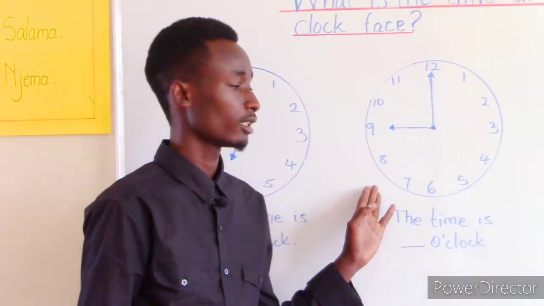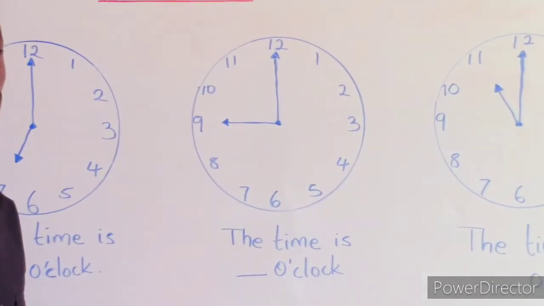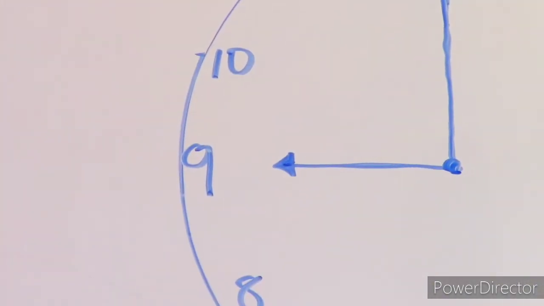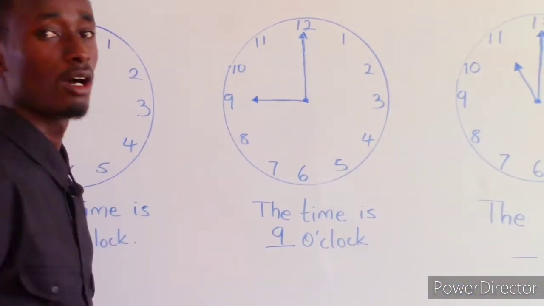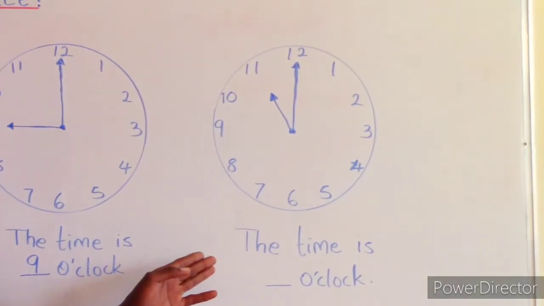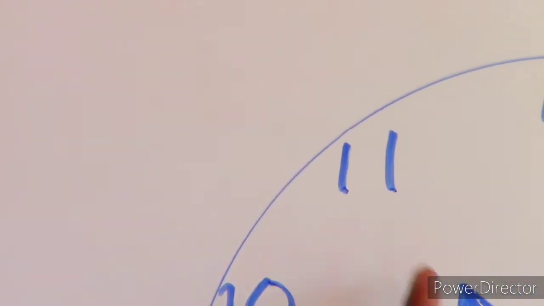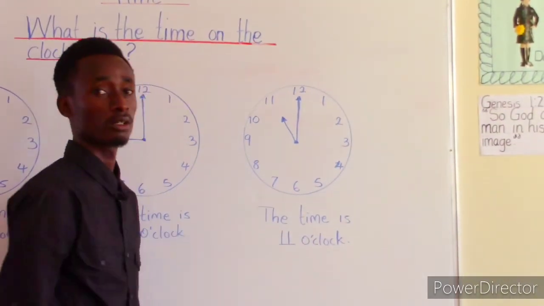Number 2, or the second clock face, where is the short hand pointing at? Very good, it is pointing at 9. So what is the time? The time is 9 o'clock. And the last one, where is the short hand pointing at? The short hand is pointing at number 11. So which means the time is 11 o'clock.